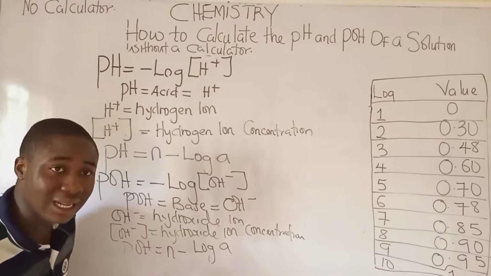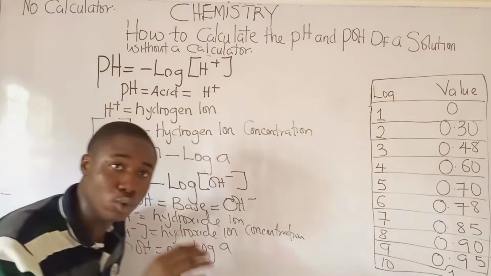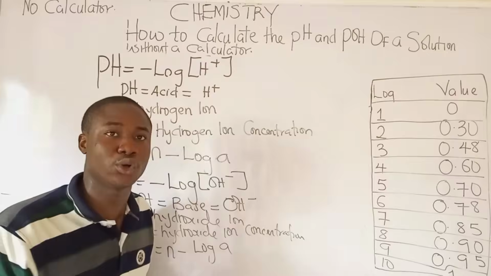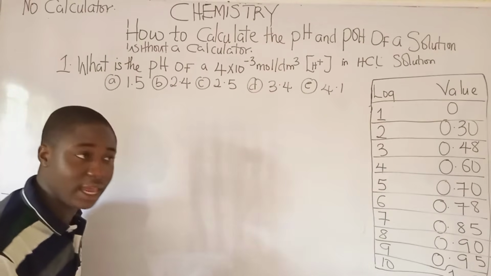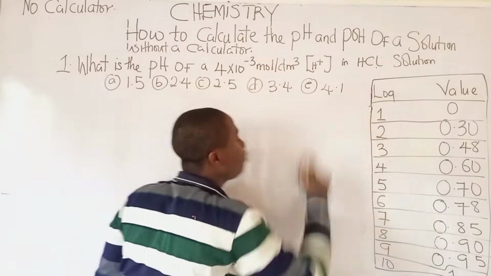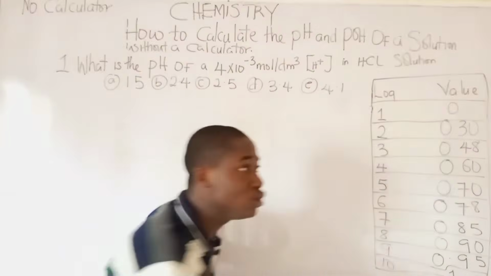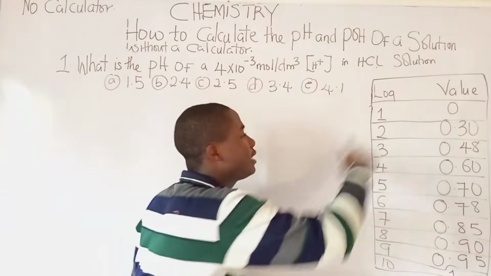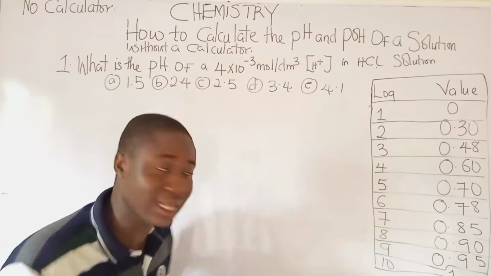So let's quickly move over to an example so I explain how this formula is used when solving problems under the pH and pOH of a solution. Now let's quickly move over to the first question for the day. I said this table must be memorized, okay? You must try your best possible to know the values for the logarithm from 1 to 10, okay? Log 1 is 0, log 2 is 0.30, log 3 is 0.48, like that. So, let's quickly solve this question.